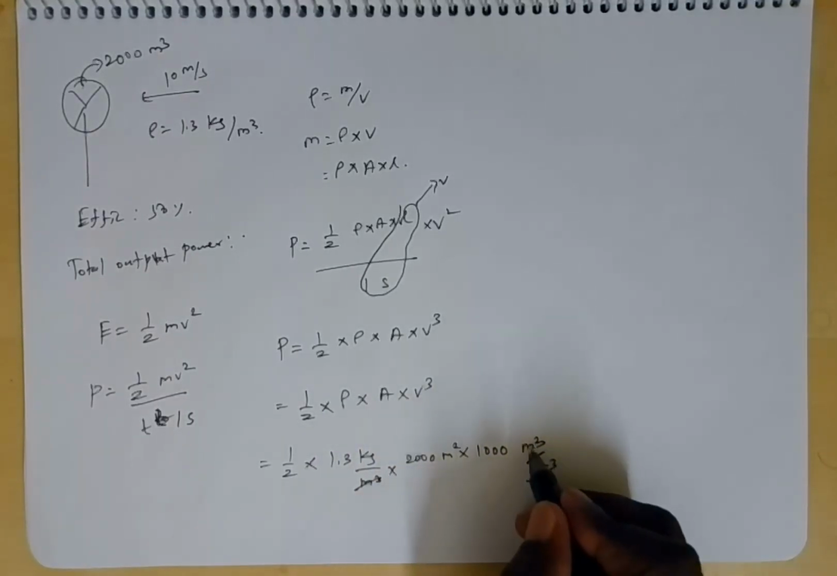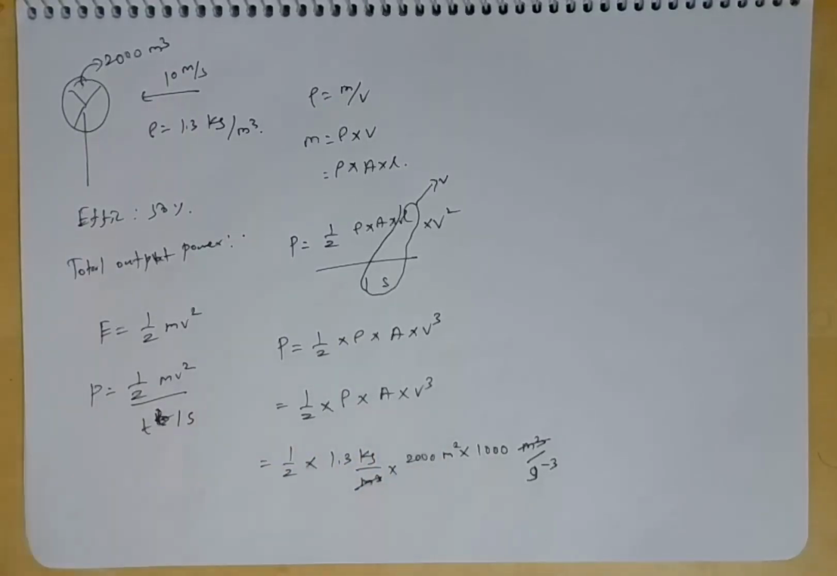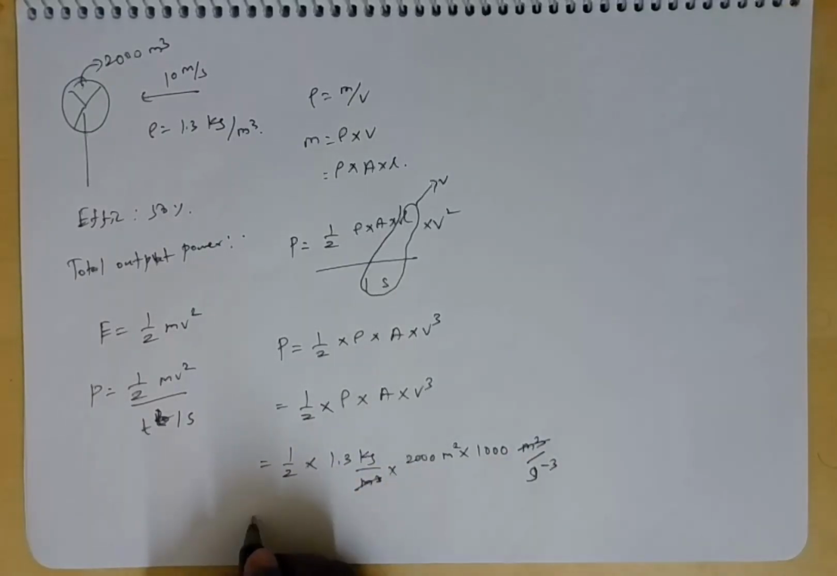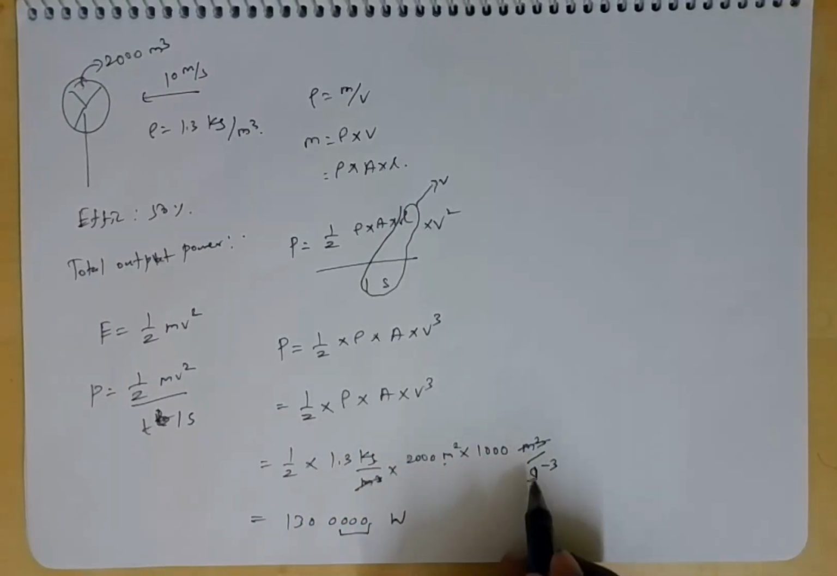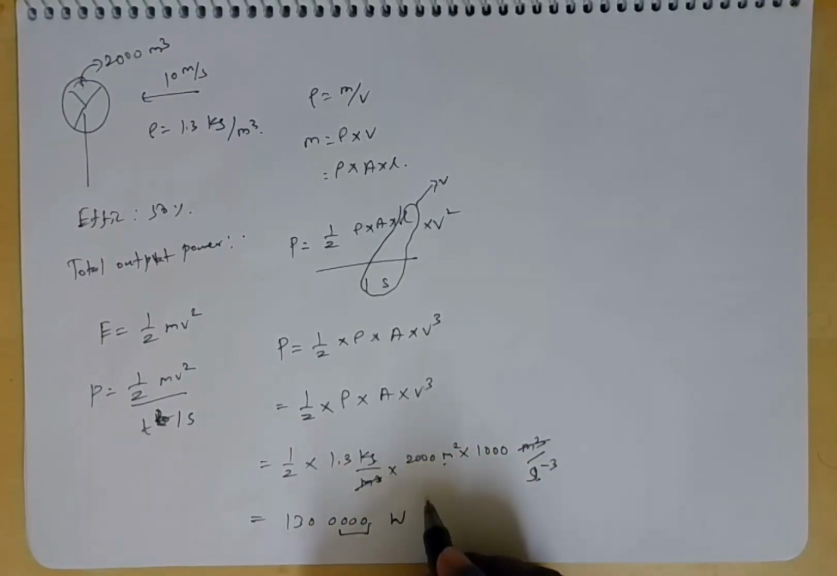So meter cube and meter cube will get cancelled. You will get 0.5 into 1.3 into 2000 into 1000. So what you will get is 1300, with 5 zeros you should have. Okay. So you can write it as watt, so kilogram meter square per second power minus 3. That's watt. So we can write it as 1300 kilowatt.